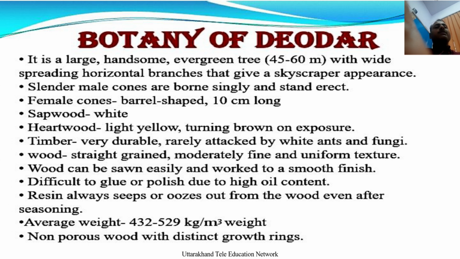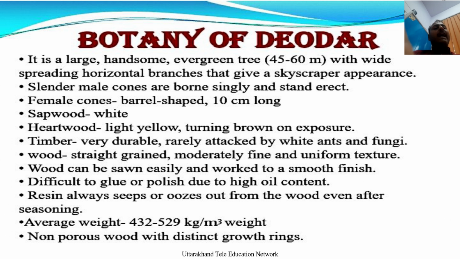Slender male cones are borne singly and stand erect. Female cones are barrel shaped, approximately 10 centimeter long. As far as wood is concerned, sapwood is white in color, whereas heartwood is light yellow in color, which turns brown on exposure. Timber is very durable, rarely attacked by white ants and fungi, so it is of great importance. Wood is straight grained, of moderately fine and uniform texture, and can be sawn easily and worked to a smooth finish.